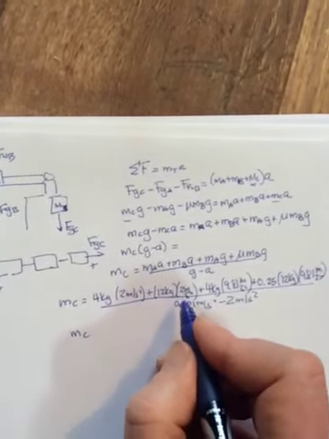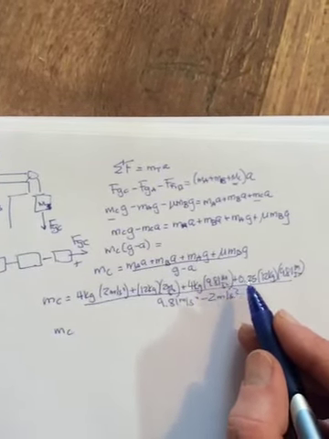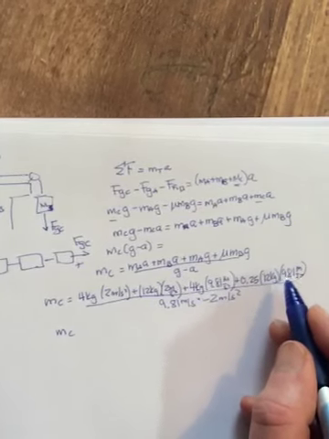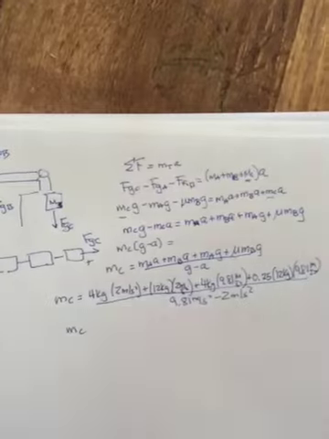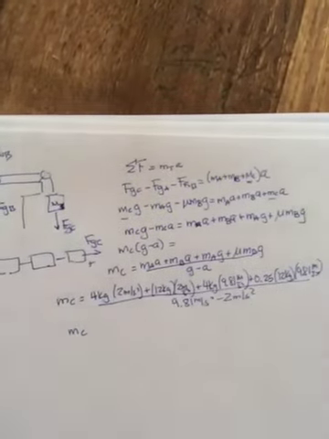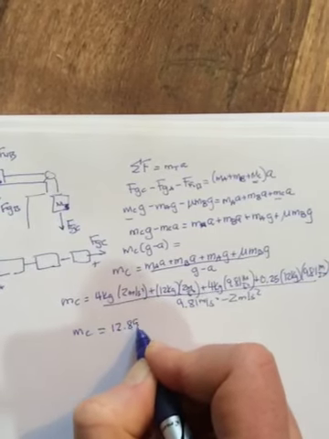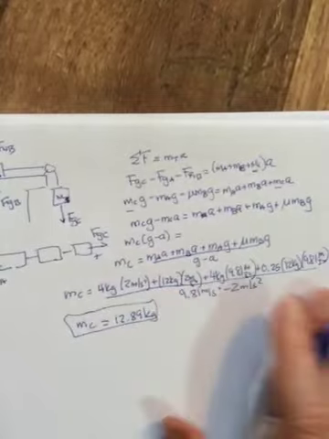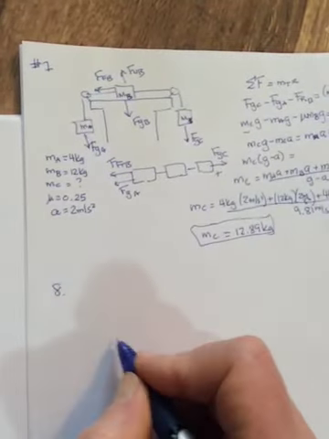On the top, 8, 24, 32, 71 point something, and another quarter of that, 330. Divide out, and you should get, I'm totally cheating, 12.89 kilograms. Okay? Number 7. Now number 8 might look a little nasty, but it's really not that bad.